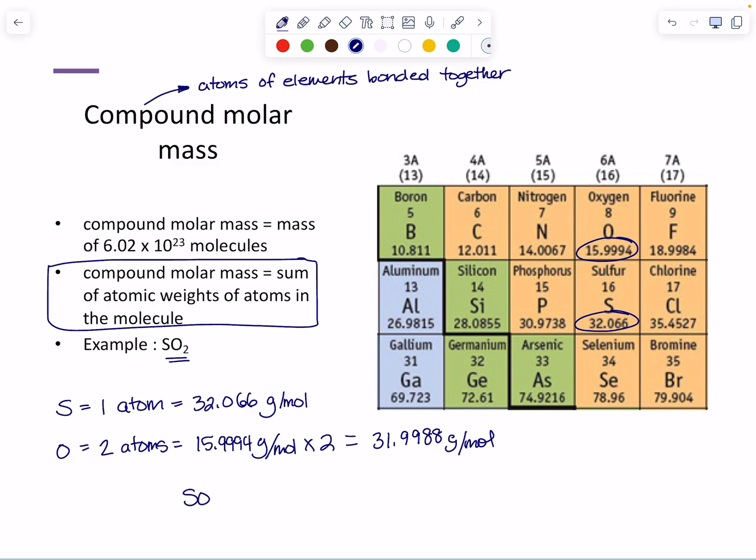So my SO2 molar mass is going to be the sum of all of the atom masses that make it up. So it'll be 32.066 grams per mole plus 31.9988 grams per mole. 32.066.